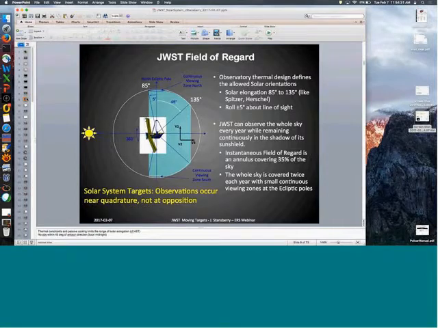So to go over, Stephanie touched on some of these points, but I'll just reiterate them quickly. The JWST field of regard is from 85 degrees solar elongation to 135 degrees. It can rotate around the Sun-observatory line 360 degrees. So you've got that annulus on the sky.